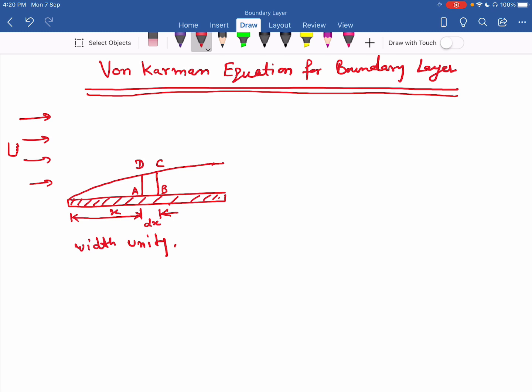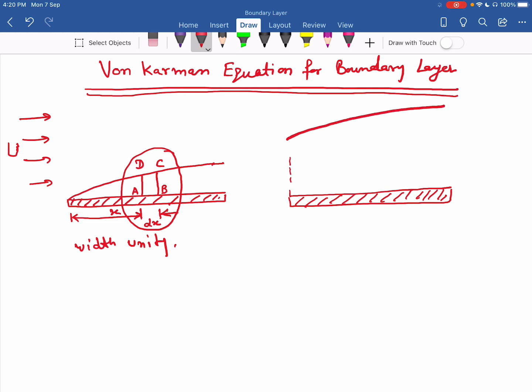Now if I try to draw this part on enlarging this section, or you can say I magnify this part, it is something like this. So here we have A, this is D, and the velocity profile is something like this. This is B point and this is C point, and this is the length of the elementary part, that is dx.